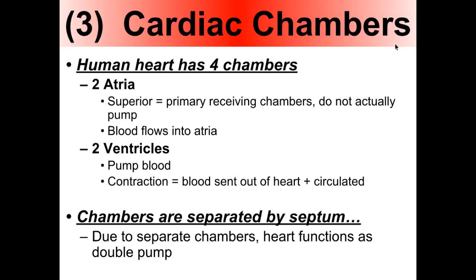The left side of the heart has oxygenated blood. The lungs oxygenate the blood when we breathe in, and it sends that blood back to the left side of the heart, where it comes into the left atrium, goes down to the left ventricle, and then it pumps it out through the aorta, which is our largest vessel. And when we talk about vessels, we'll talk about that a little more. But remember that the right side of the heart is deoxygenated blood.